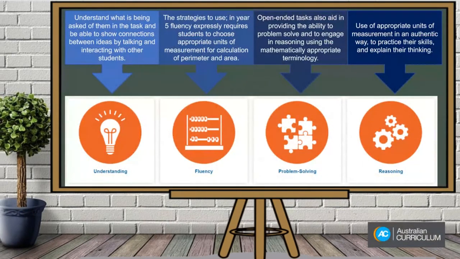The content is being taught with a focus on achieving the proficiency standards of understanding, fluency, problem solving, and reasoning. Understanding, where students will know what is being asked of them and can show connections between ideas. Fluency, where students understand the strategies to use in the calculation of measurement and choosing the appropriate units. Problem solving, where students use appropriate mathematical language to engage in and practice their solving skills. Reasoning, being able to use the mathematical language to explain their thinking.